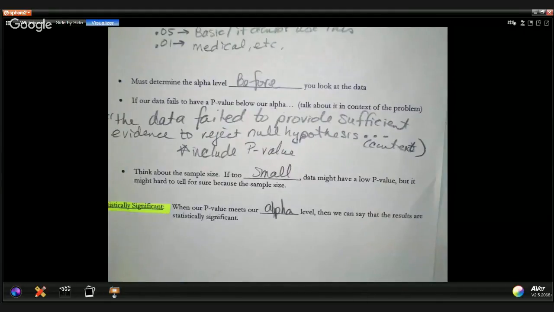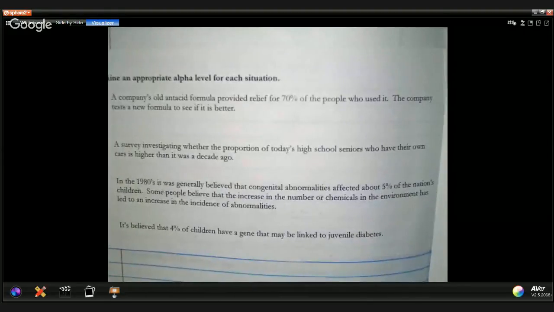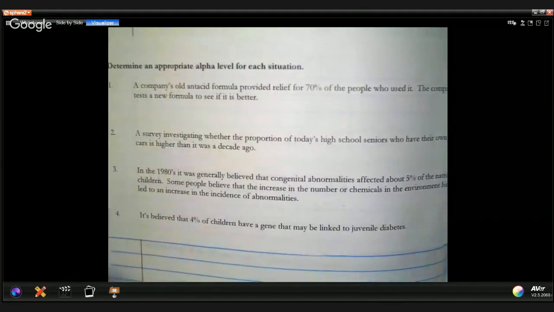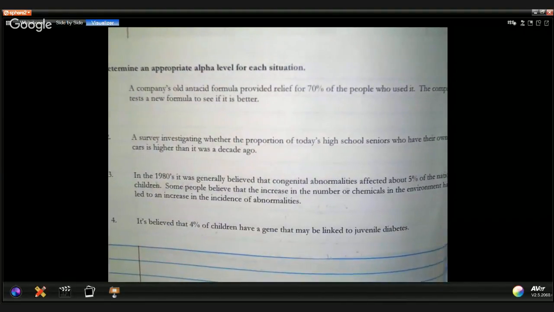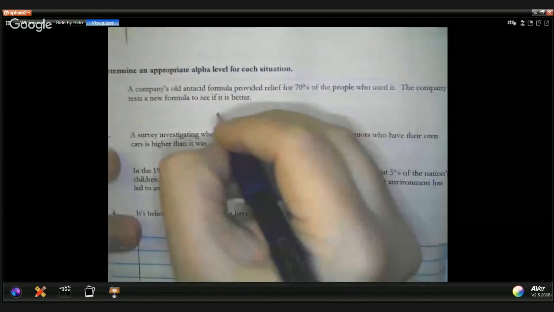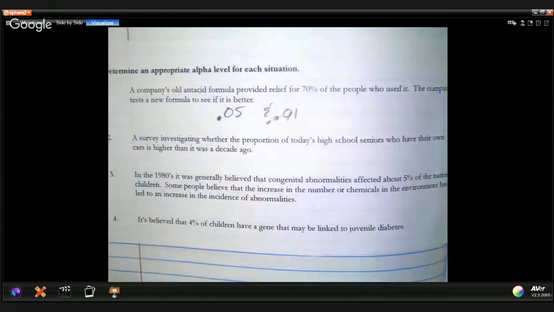Okay. All right, let's look at these problems over here. And what I'd like you to do is see if you can figure out what an appropriate alpha level would be. And when you're ready, go ahead and press play. So anywhere from a 0.05 to a 0.01. I probably would stick to a 0.05 because antacid, while it is important, it's not life or death.